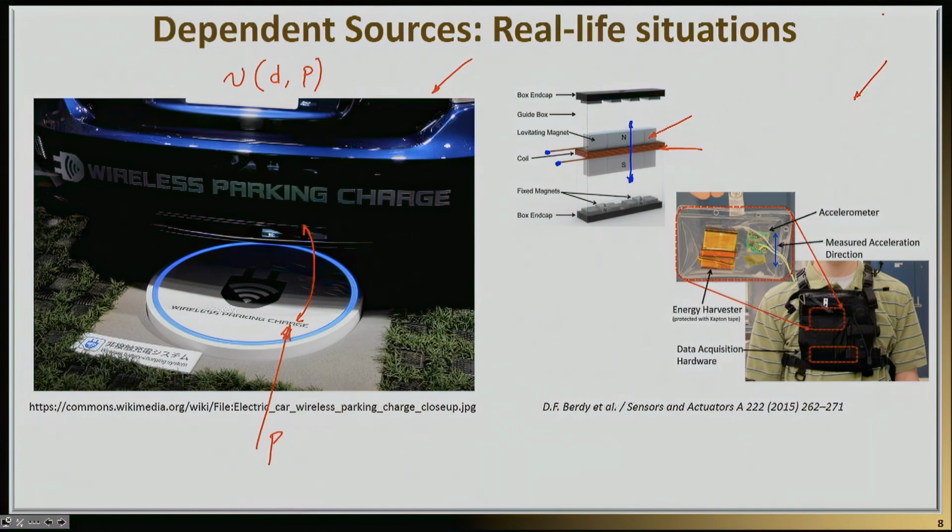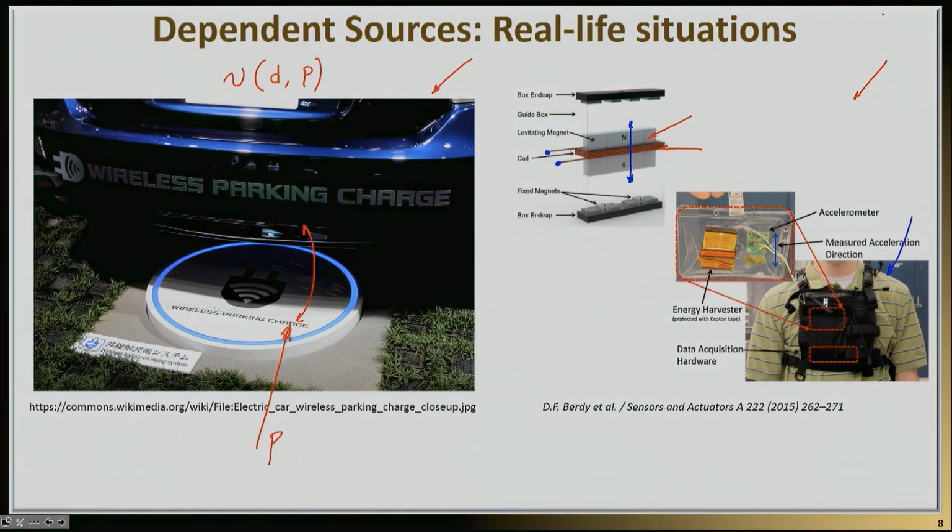This is a circuit and an example that we built in my own group. This is a student who is wearing this device, and as the student is walking, this device is generating power. This power could be very useful, for example, for wearable electronics or for wearable sensors, and it's a completely battery-free system.